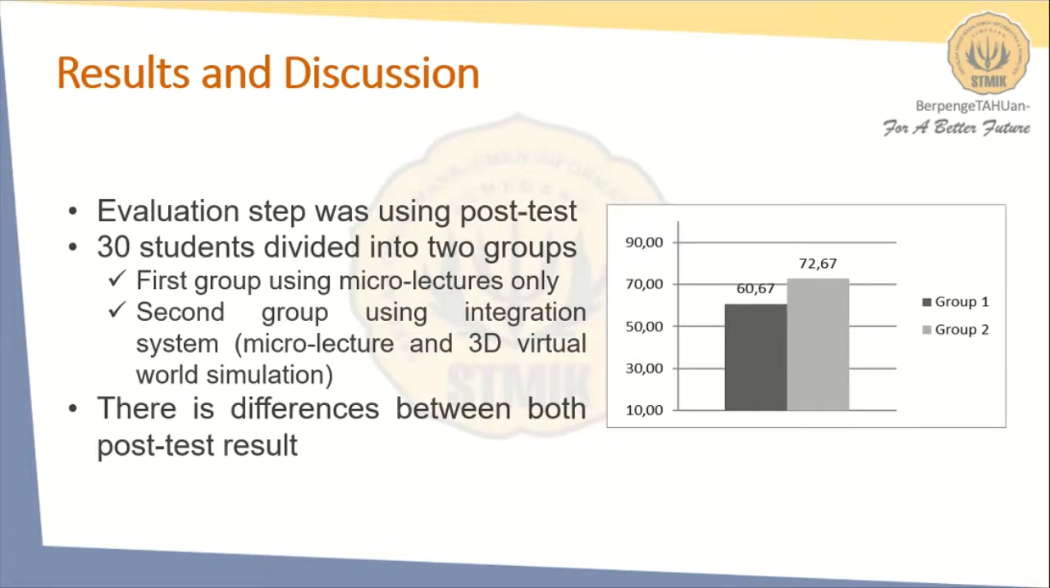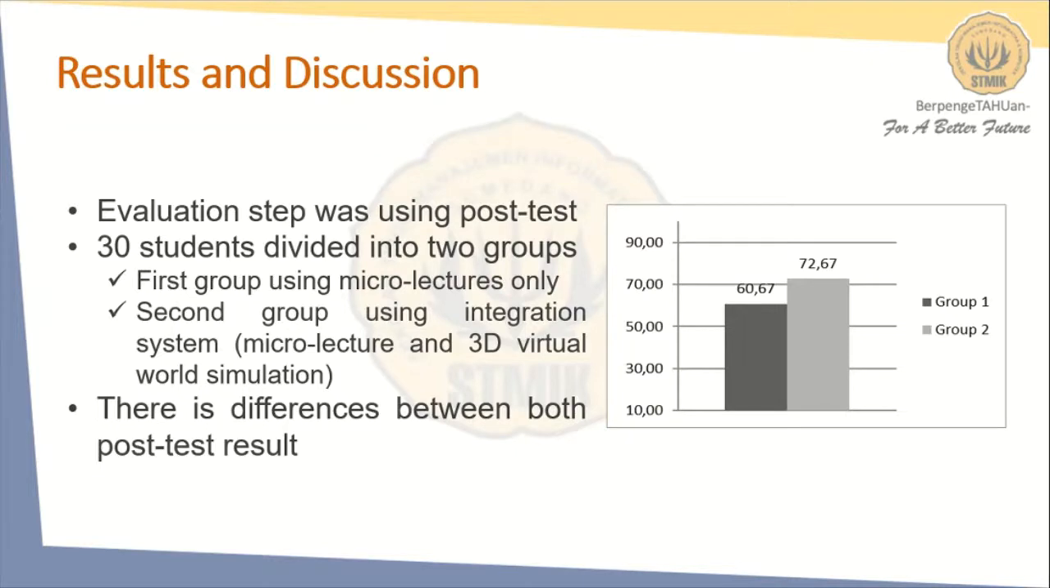So we can see the results of the post test. For the first group, we have an average result of 60.67, and for the second group the result is 72.67. So this is the difference between both post test results. There is a difference of about 12 points between the two groups.